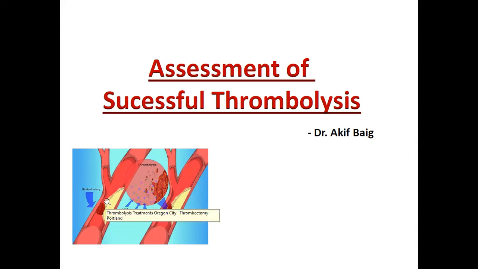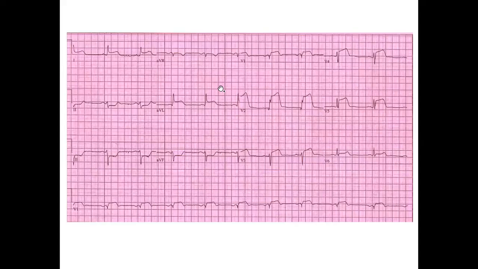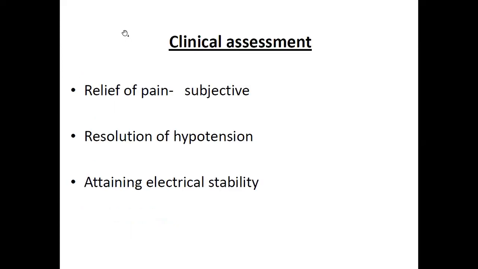Once you give a thrombolytic agent, how do we assess whether it has worked or not? This is what is called assessment of successful thrombolysis. To assess this, we check four parameters: the first is clinical, the second is ECG, the third is biomarkers, and the fourth is angiography. First, clinical assessment.